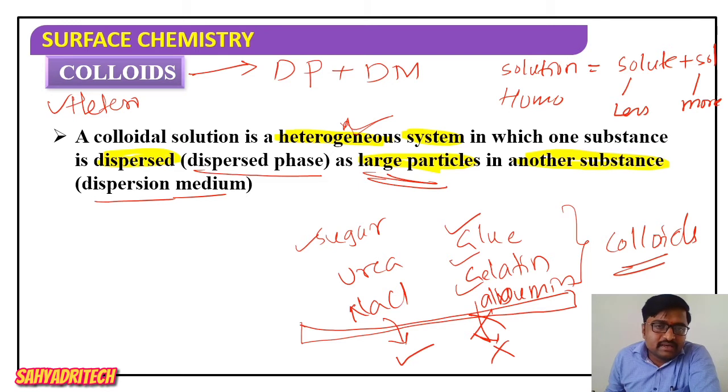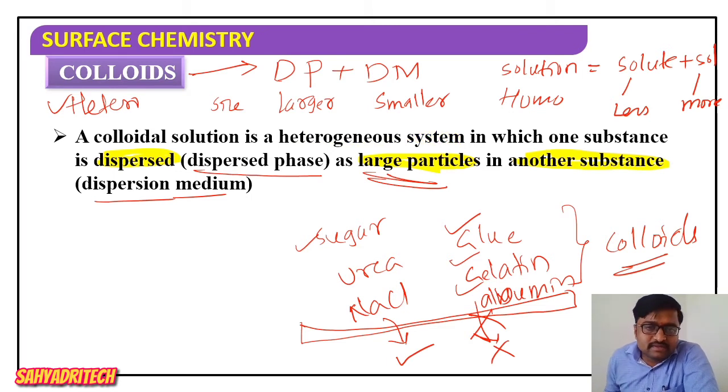Size-wise, dispersed phase particles are larger in size, while dispersion medium particles are smaller in size. Please make it clear. Now coming to the quantity, the second factor I am considering.